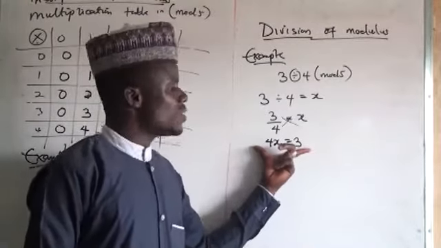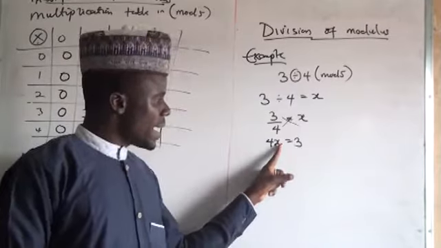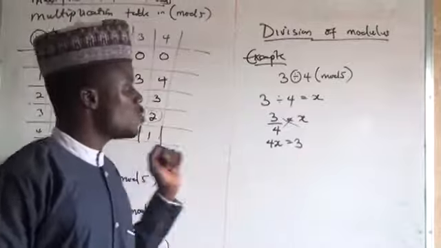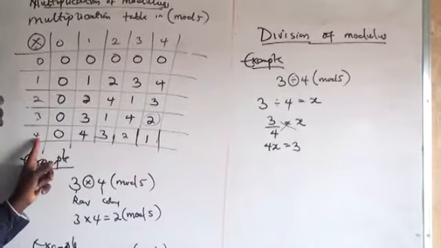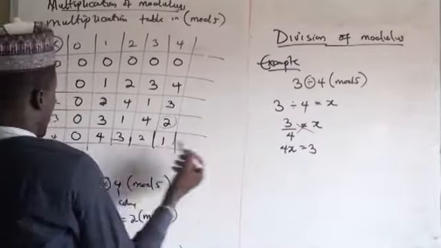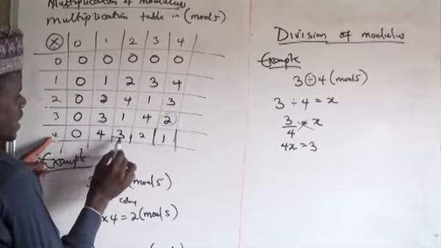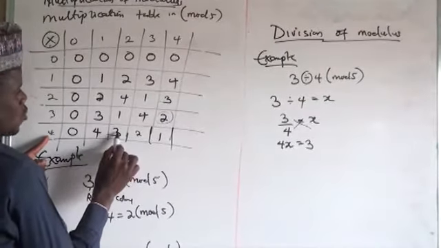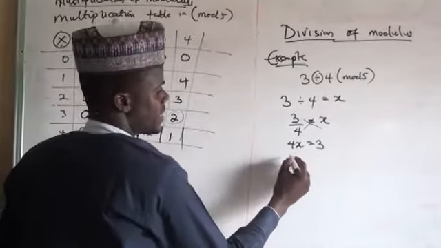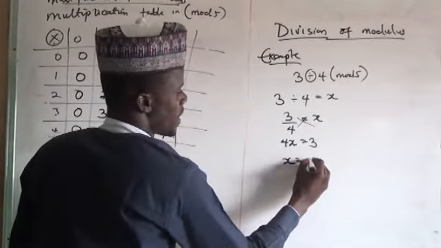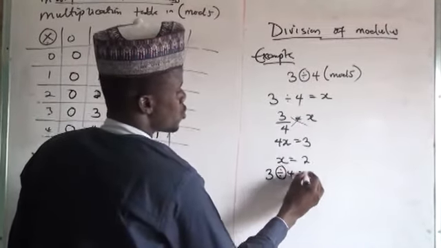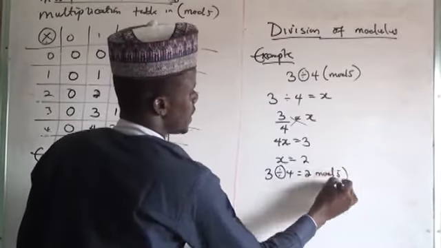Now after you get this equation, what is the number in the multiplication table that when you multiply it with 4 is going to give you 3? You look at row number 4. What is the number that, if you multiply it with this, is going to give you 3? Then you trace the line. Here is 3. It gives us 3. So what is the number that we multiply? It's 2. So the value of x is equal to 2. So 3 divided by 4 is equal to 2 mod 5.